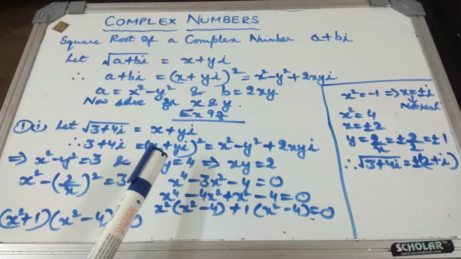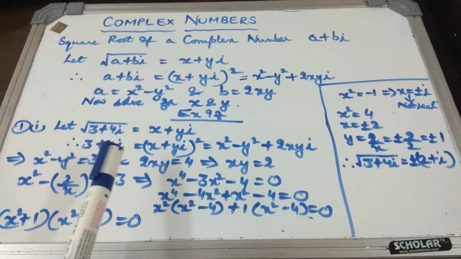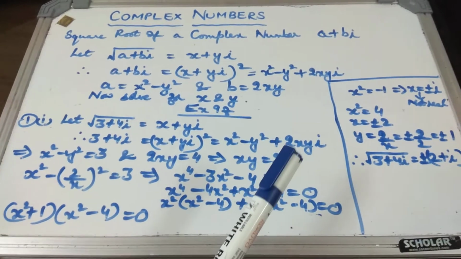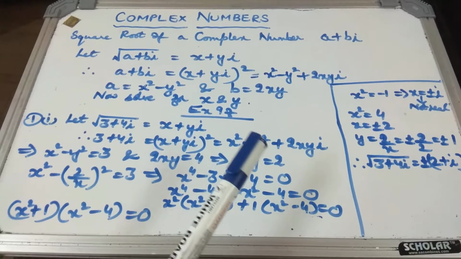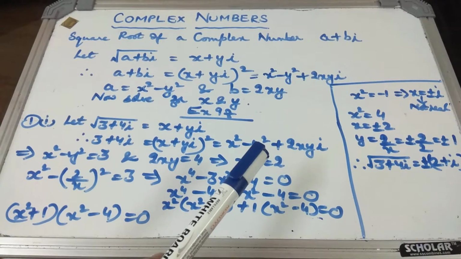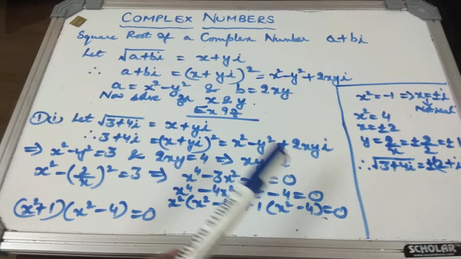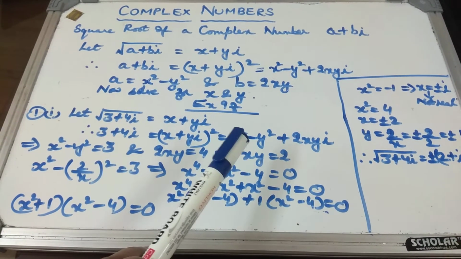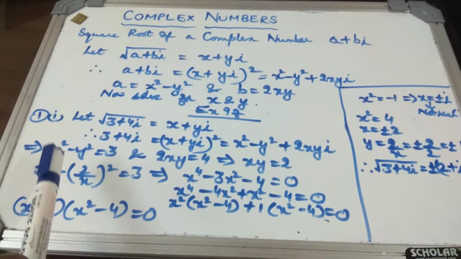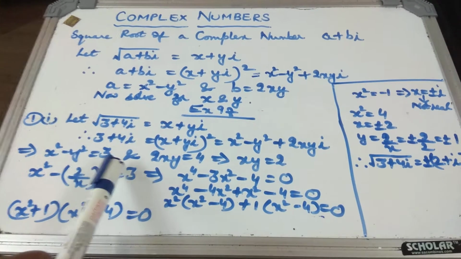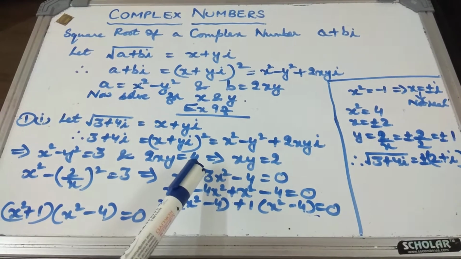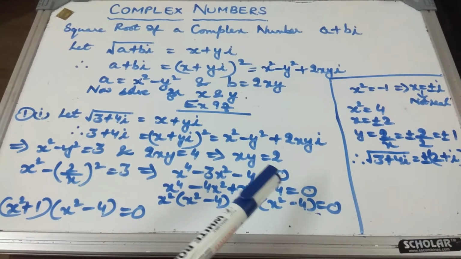So x square minus y square, this side the square root sign removed, and this side when you square it, x square minus y square plus 2xyi by the direct formula a plus b whole square. And I have already explained, since you are getting plus y square into i square and i square will be replaced by minus 1. So this much is the real part, this is the imaginary part. Now this implies that x square minus y square is equal to 3 and 2xy is equal to 4, which implies xy is equal to 2.